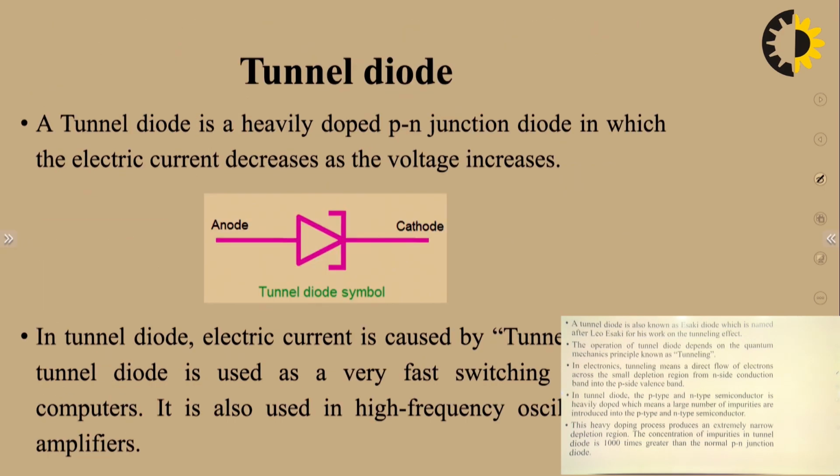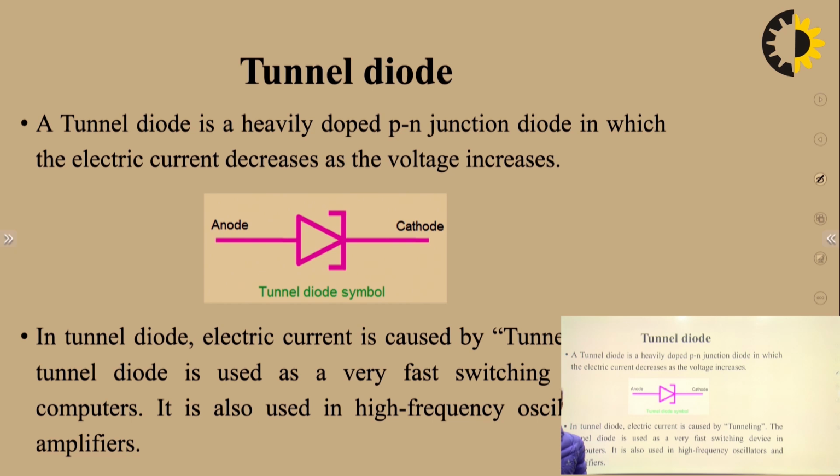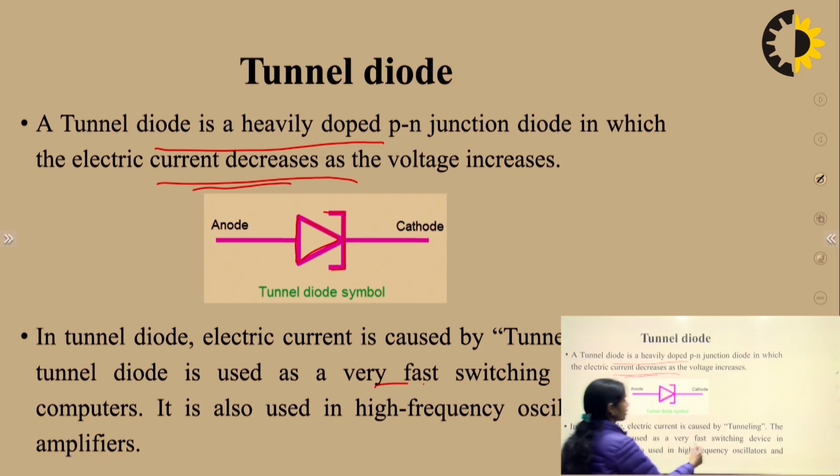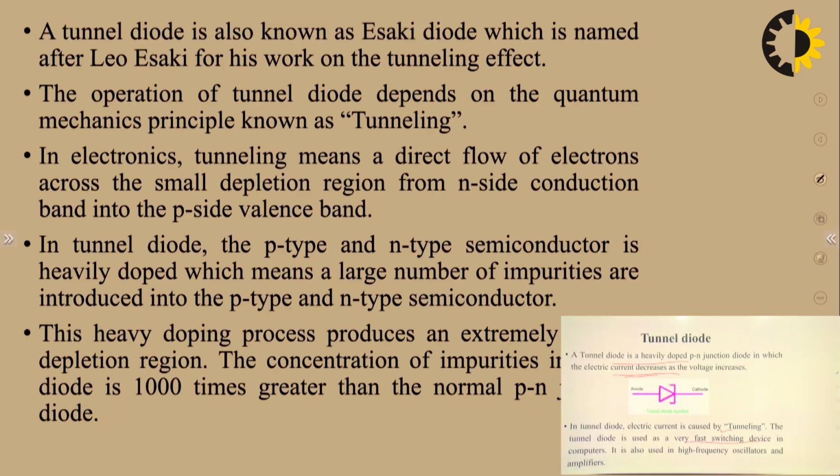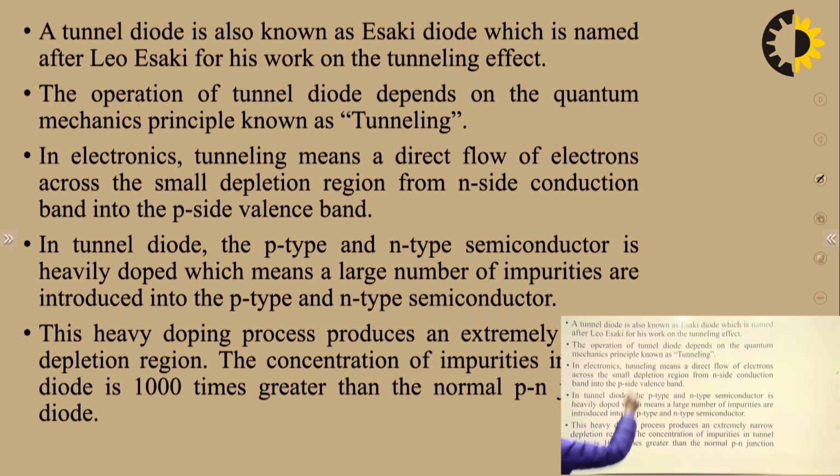Now after that, we are going to study the next special diode, that is the tunnel diode. Basically, it is a very heavily doped PN junction diode, and as the voltage increases, the electric current decreases. Its symbol is given by this. The tunnel diode is used where very fast switching is required, and it is based on the tunneling phenomenon.